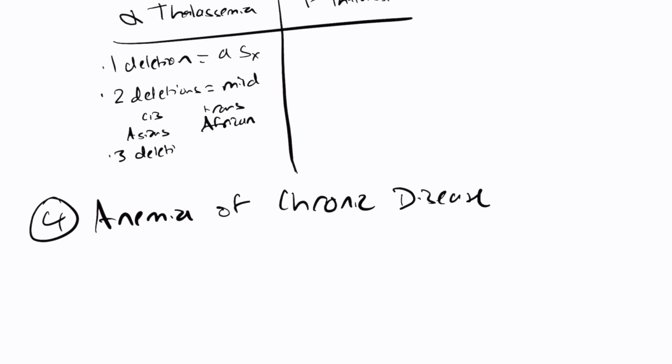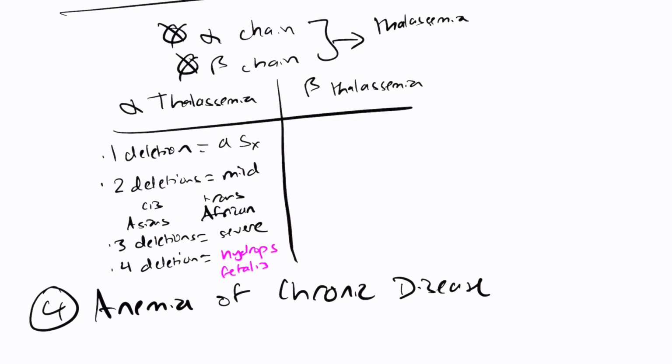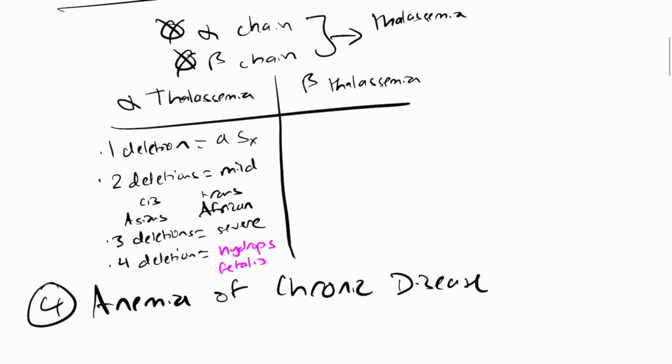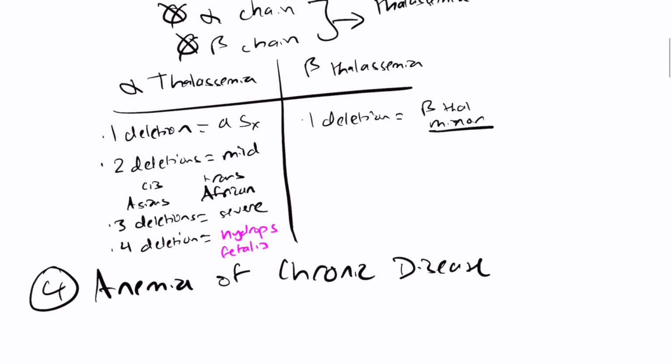The next one's going to be 3 deletions. This is more major, right? This is severe alpha thalassemia. And then if there's 4 deletions, it's incompatible with life. You'll see a very, very important tie-in called hydrops fetalis. All right. Then we have beta thalassemia. Beta thalassemia is more simple to understand. Again, there are multiple deletions. So if you have 1 deletion, beta thalassemia minor, right? It's not asymptomatic, but it's beta thalassemia minor. Okay. If you have 2 deletions, then you have beta thalassemia major.